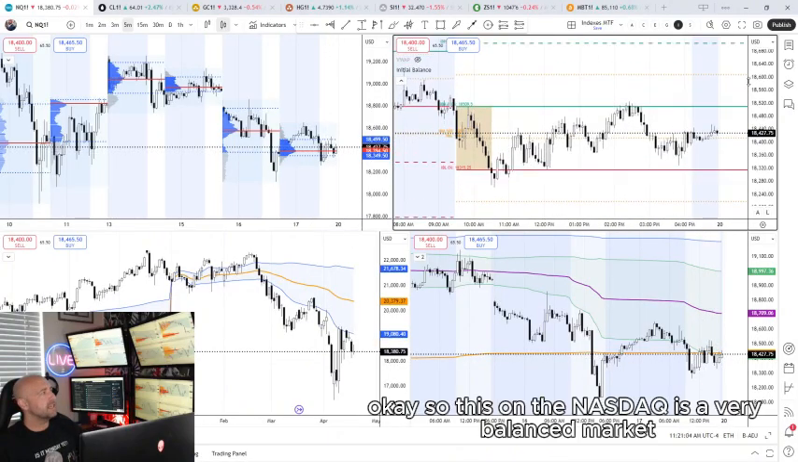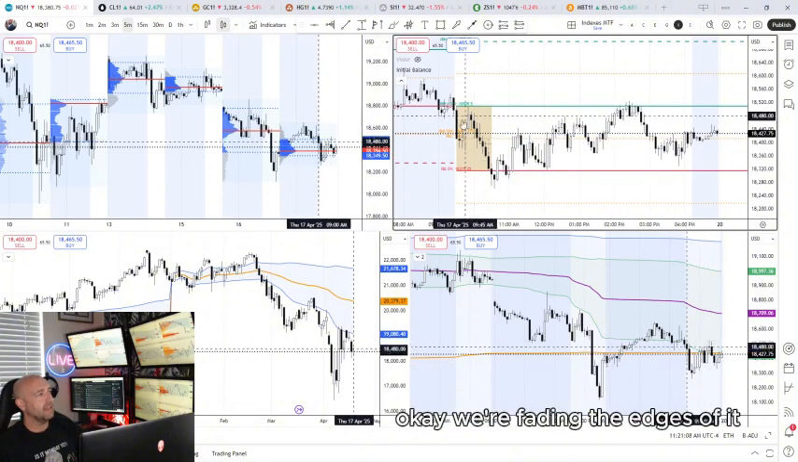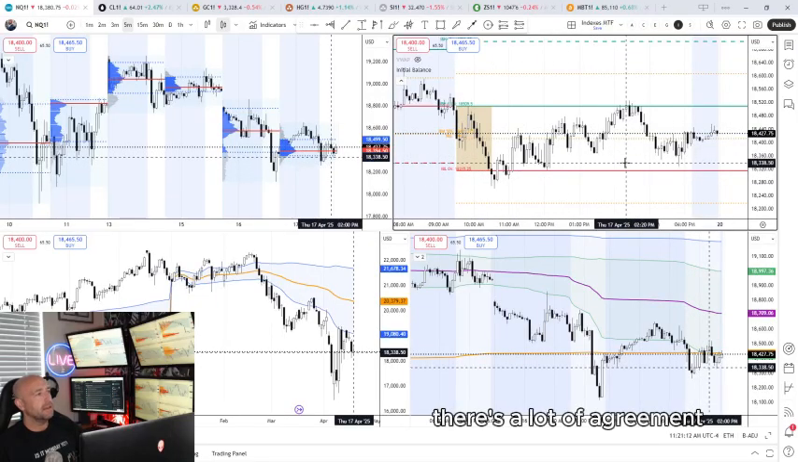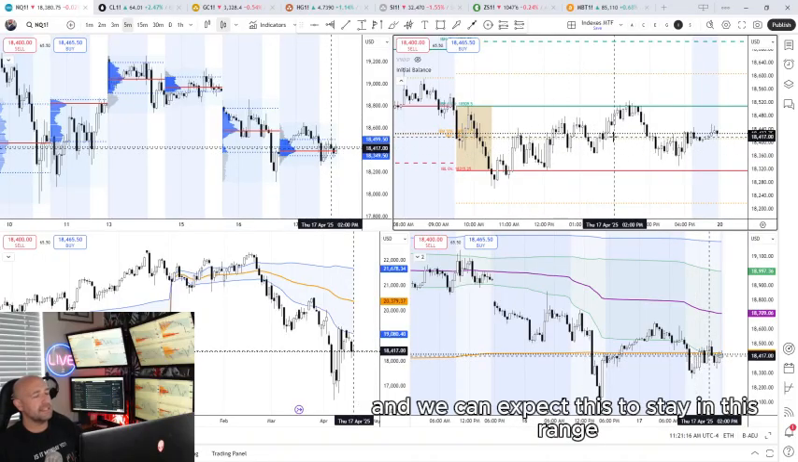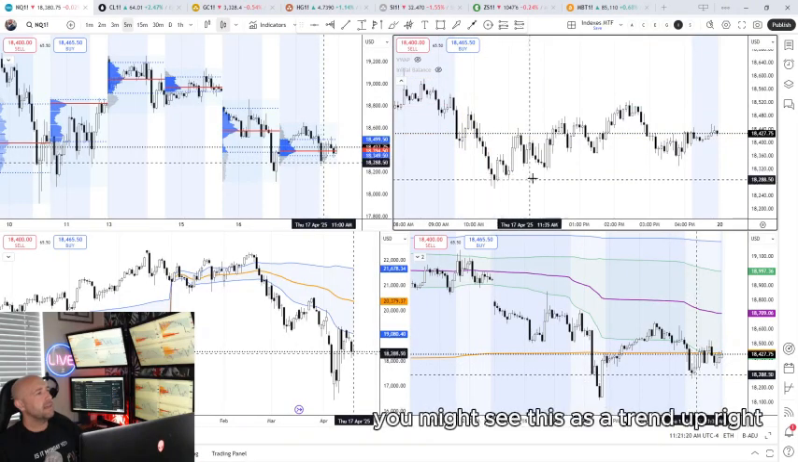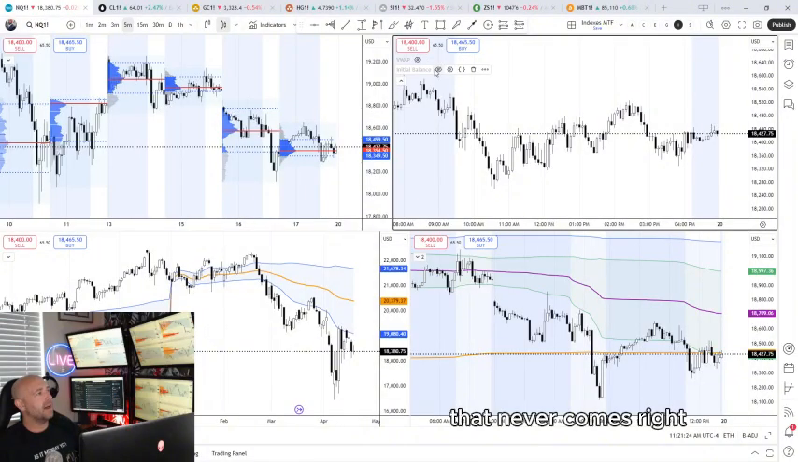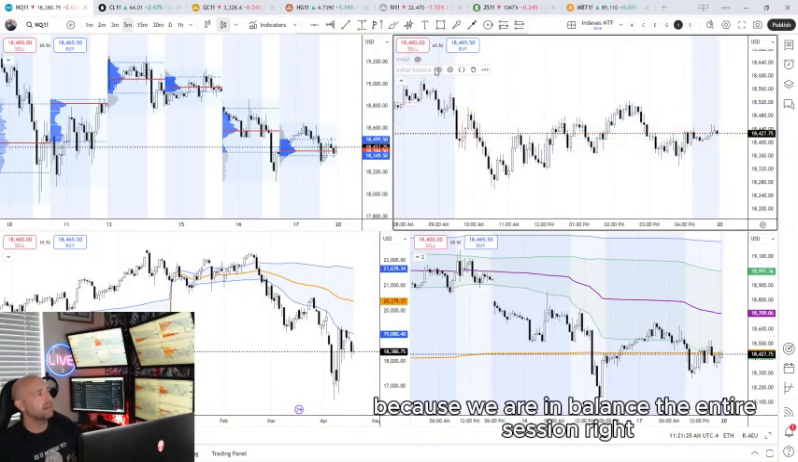Okay, so this on the NASDAQ is a very balanced market. We're fading the edges of it. All right, we're in balance. There's a lot of agreement. The big players are getting in and out in this range, and we can expect it to stay in this range. All right, if you're not looking at this, you might see this as a trend up, right? And you're trying to look for that big breakout that never comes, right? Because we are in balance the entire session, right?